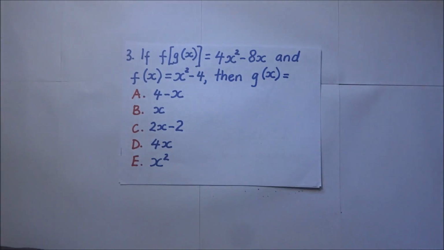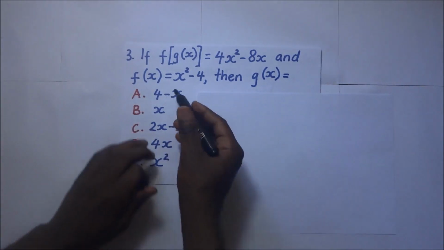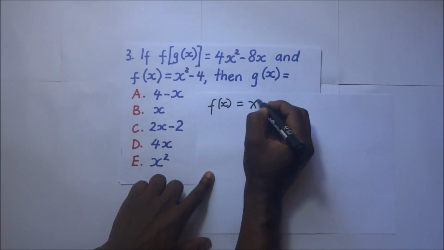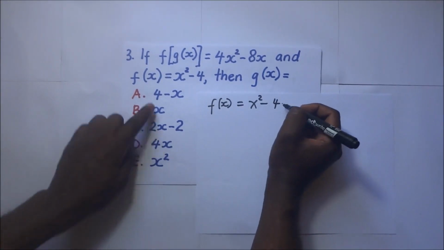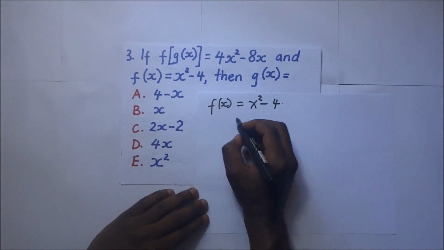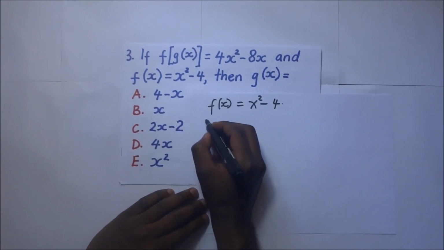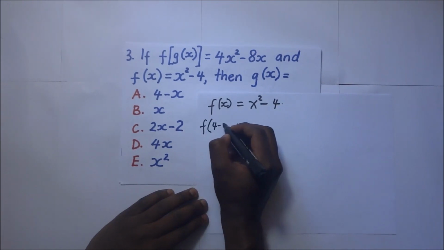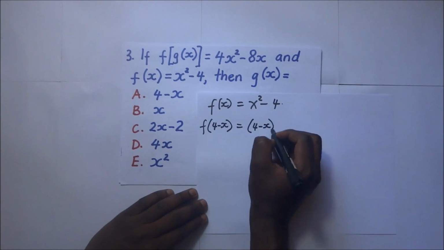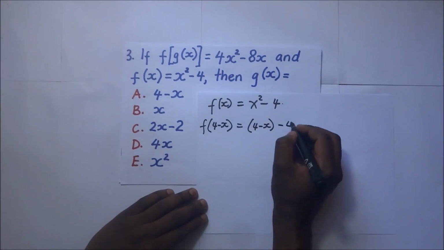So let's get started. Let's begin with a. A is 4 minus x. We know that f of x is going to be x squared minus 4. So if 4 minus x is given right there, this is going to become f of 4 minus x, which is going to give us 4 minus x minus 4.